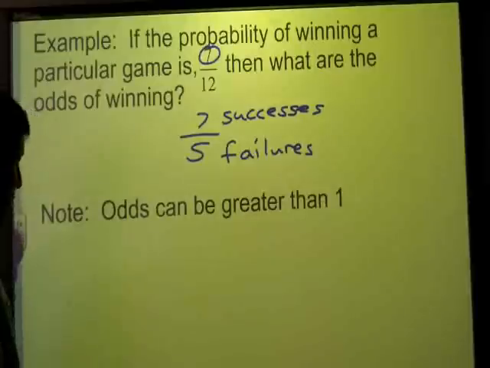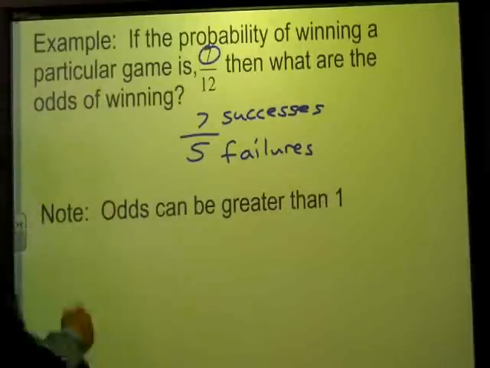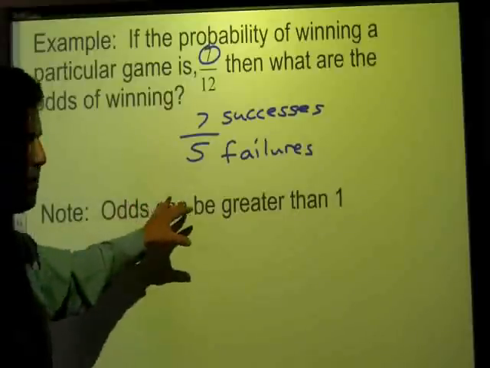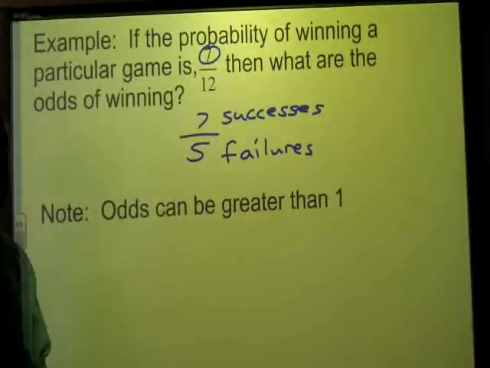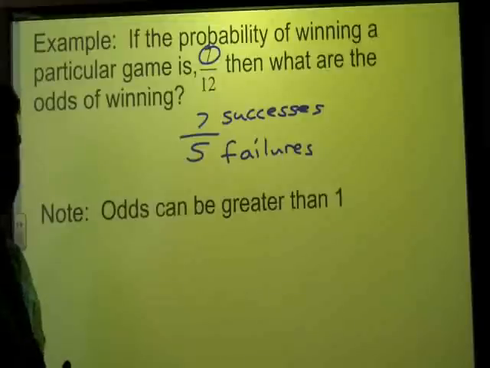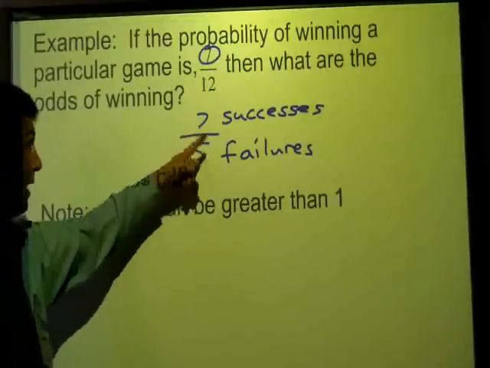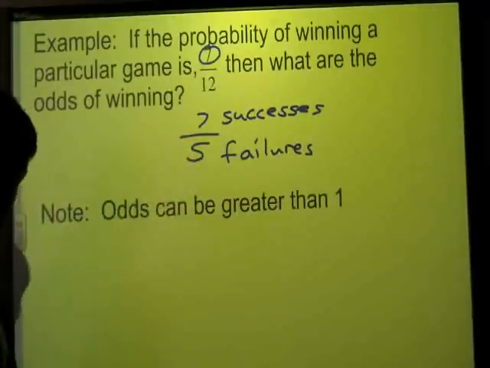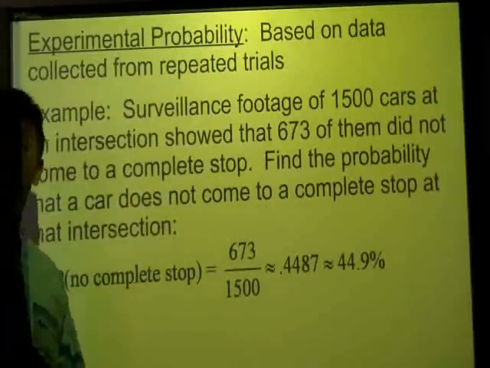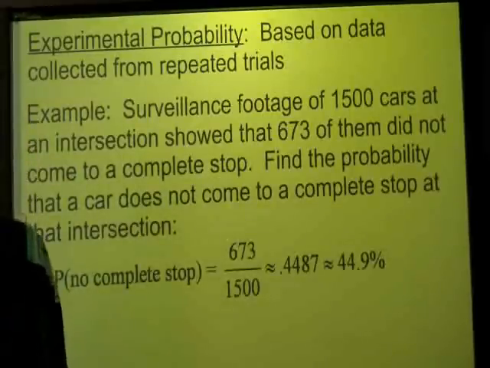Now, one thing to note, and this is key, odds can be greater than 1. I made a big deal about how probability cannot be. Odds can be greater than 1. All right, so that's important to keep in mind. If you end up with odds with a numerator bigger than the denominator, it's okay. All right, one last thing to discuss, experimental probability.